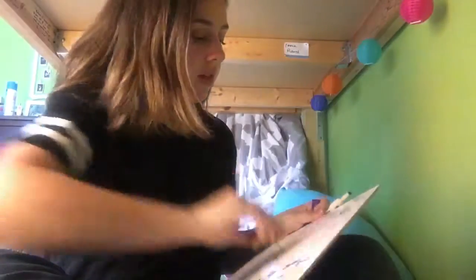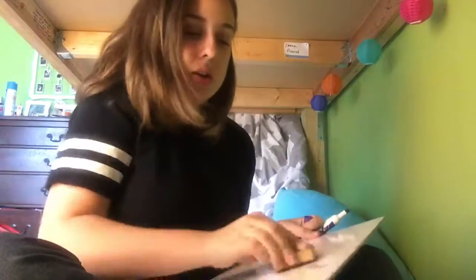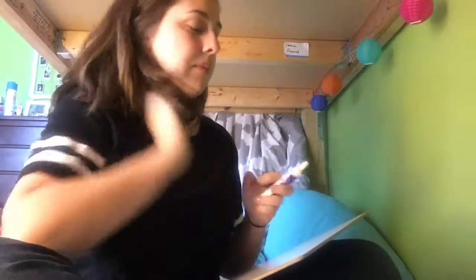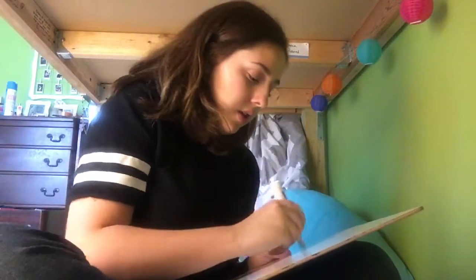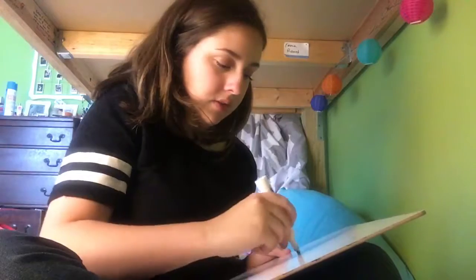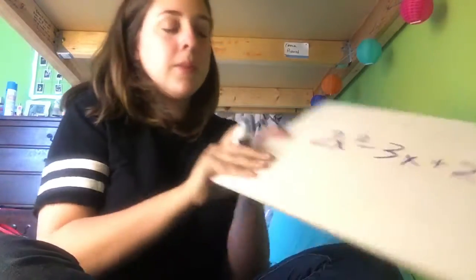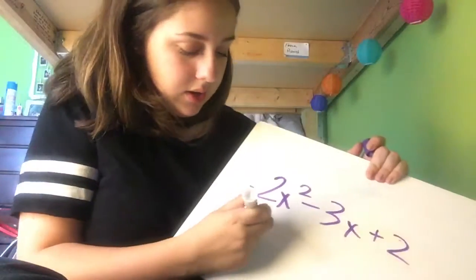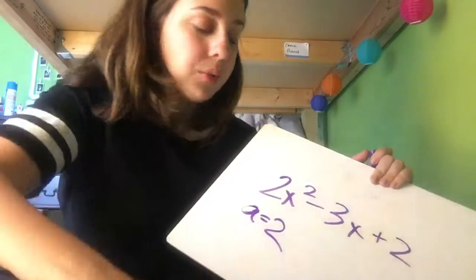You can also have the a equal more than 1. It's just easier to look at that way. So you can have 2x squared minus 3x plus 2, and then a is going to equal 2.